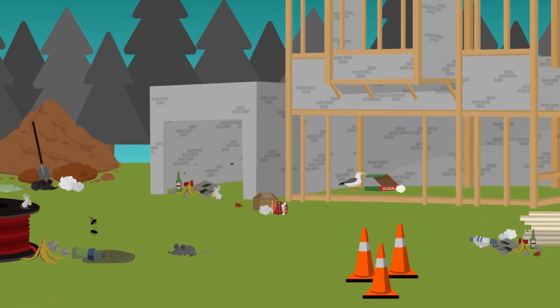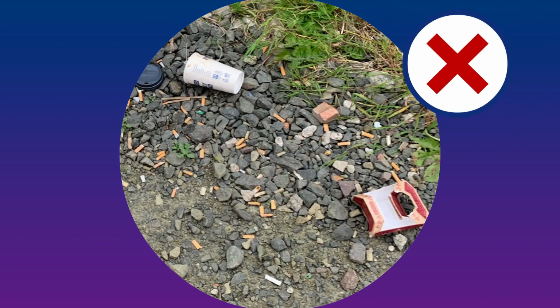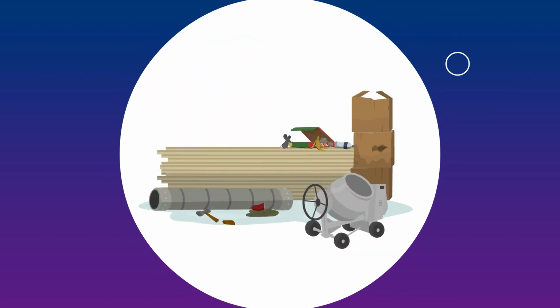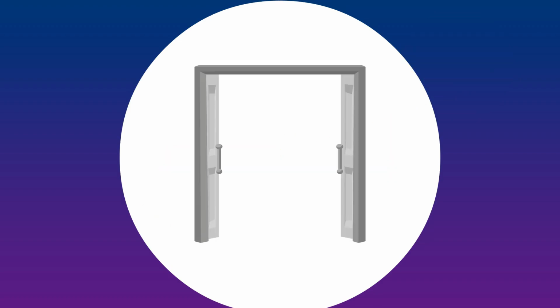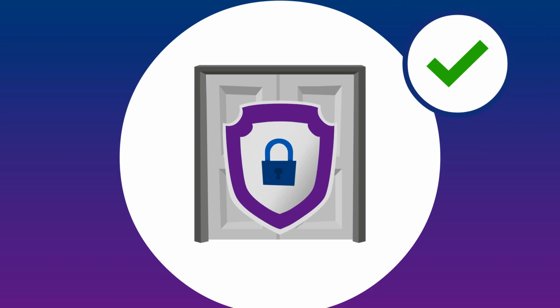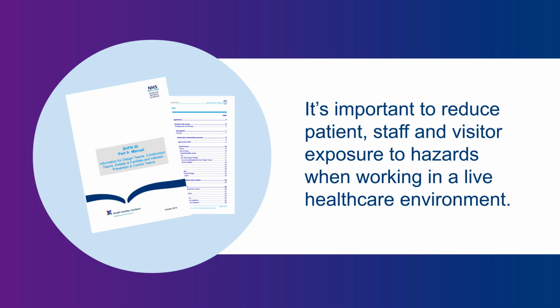Animals can carry and spread diseases which could contaminate construction materials and the healthcare environment if they are able to encounter it. Contamination of healthcare environments and materials within them can be a serious hazard and present an infection risk for vulnerable patients who may later come into contact with them. Where external work is being carried out, building and structural openings should be secured and sealed to prevent animal and pest entry. It's important to reduce patient, staff and visitor exposure to hazards when working in a live healthcare environment.